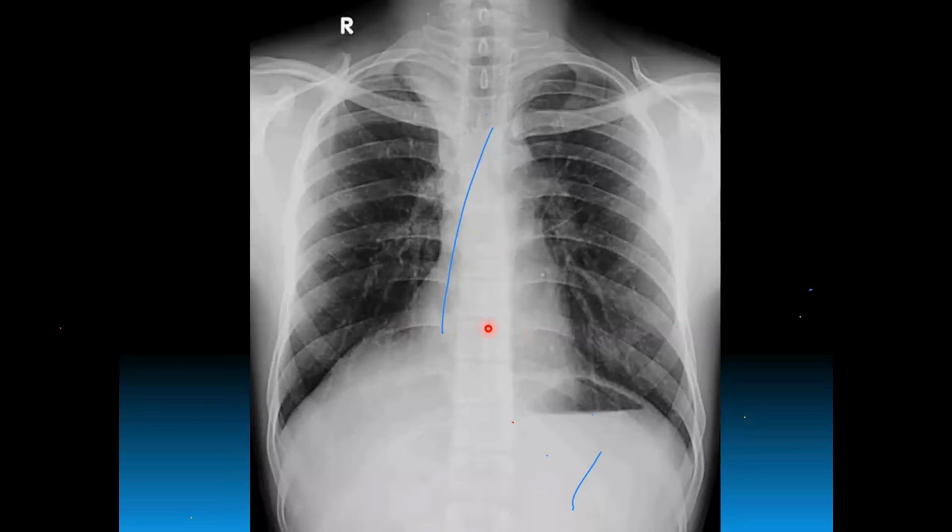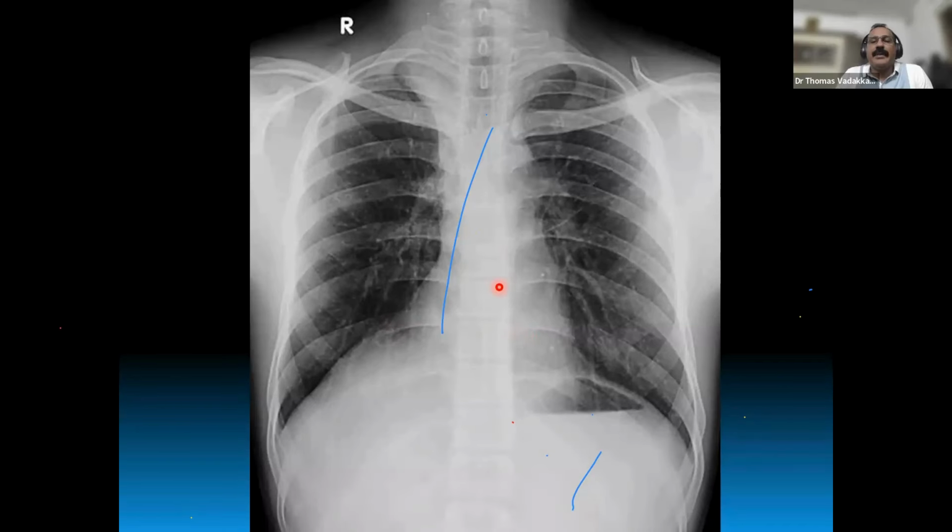Not there, right? Not there. So we can't theoretically call it dextrocardia. But here the problem is, you compare the upper zone with the upper zone. This is the hidden area. What is happening? Hidden area opaque on the right side.